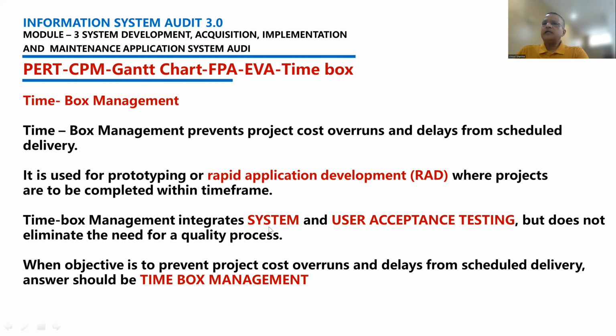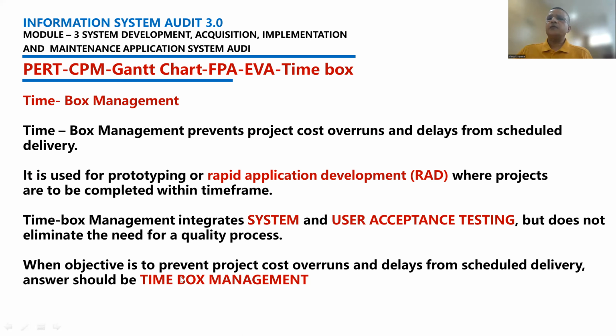Now, time box management integrates system and user acceptance testing, but does not eliminate the need for a quality process. Again, as we have discussed in the first part of this module 3, in the time box we have system testing and then user acceptance testing. System testing checks the integration of a particular module or the system as a whole, whereas user acceptance testing tests whether the system has been developed in accordance with the user specification and the business requirement. So time box management is a technique which integrates both system and user acceptance testing, but needless to say, it also considers the quality aspects.